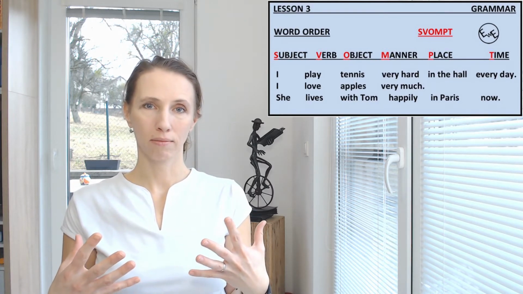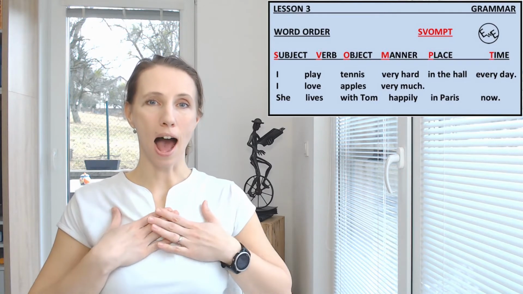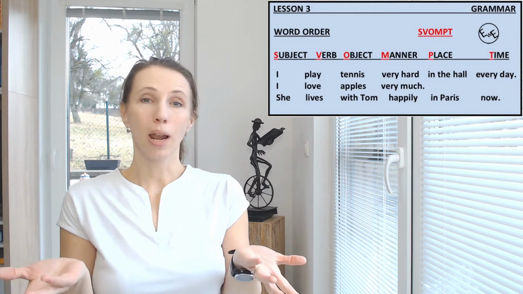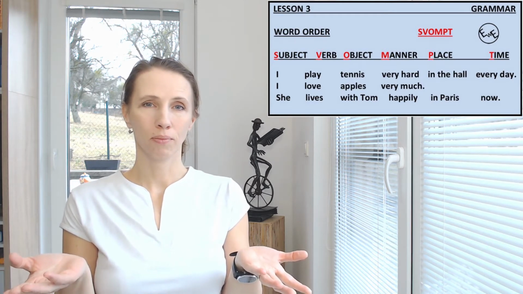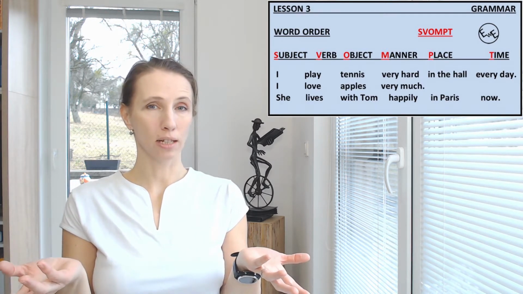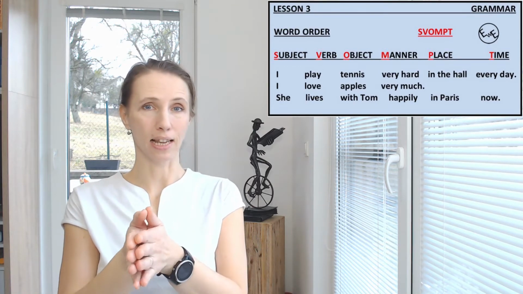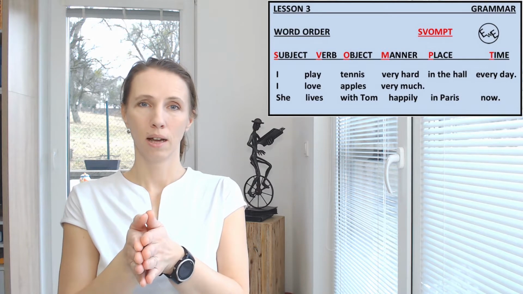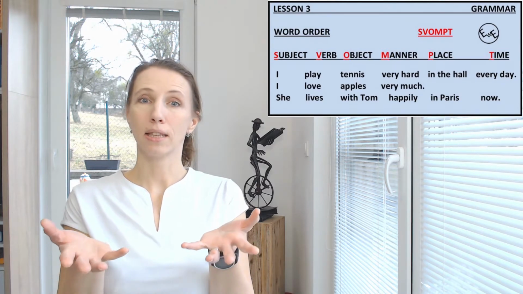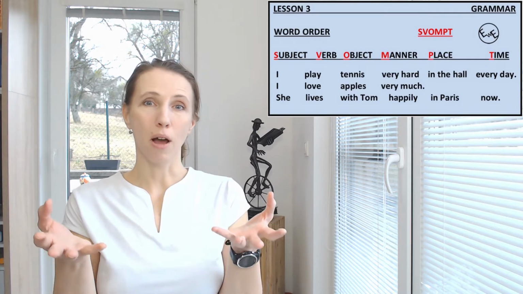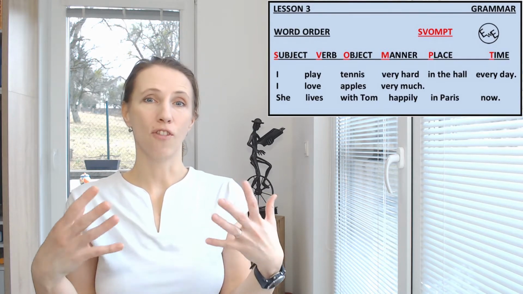Subject can be, for example, I. Verb, play. What do you play? This is an object. I play tennis. So tennis is an object. How do you play it? This is the manner. I play it very much, or I play it very hard.